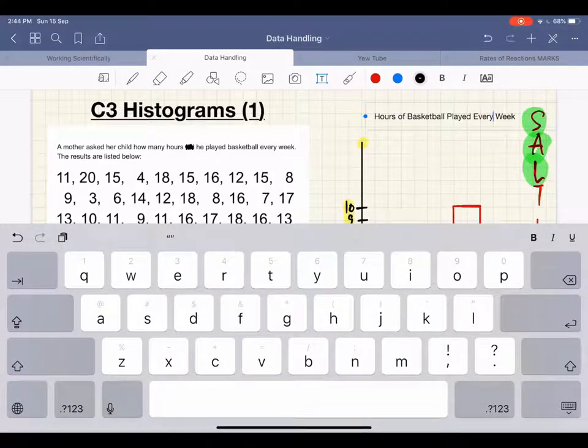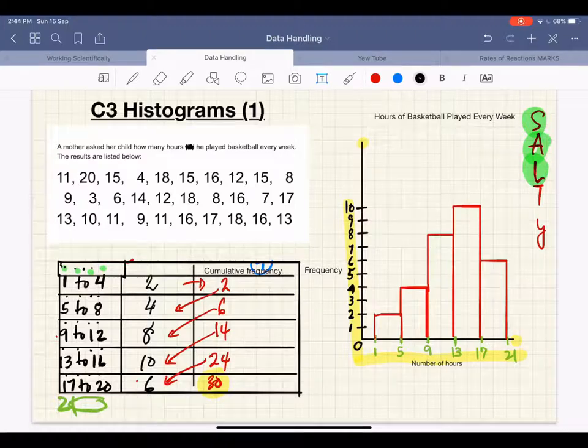So, a simple title. Now do we have a SALTY graph? Let's check. Do we have a title? Yes. Did we use the right graph? Yes, we used the histogram. So that's how you make a histogram.